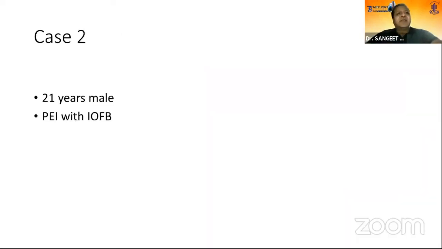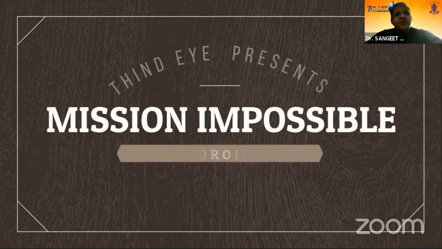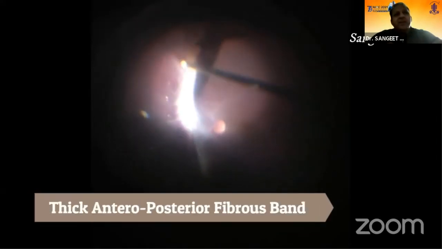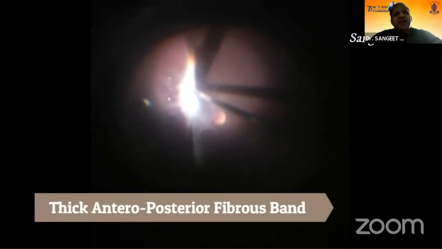This is the second case, a 21 year old male, perforating injury in the eye with an intraocular foreign body. I call this mission impossible because it was a suprachoroidal intraocular foreign body. And you see there was a thick fibrous band extending from the vitreous into the retina and into the subretinal space. And the foreign body was nowhere to be seen in the vitreous cavity or even seen embedded on the coats of the retina.